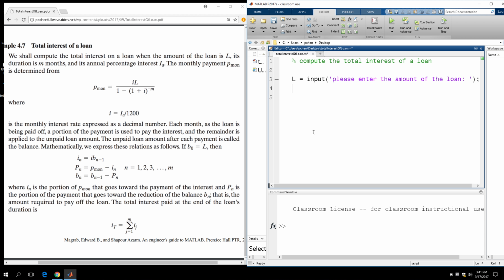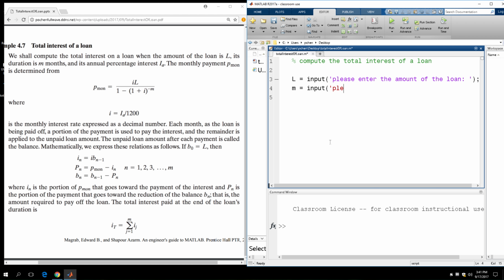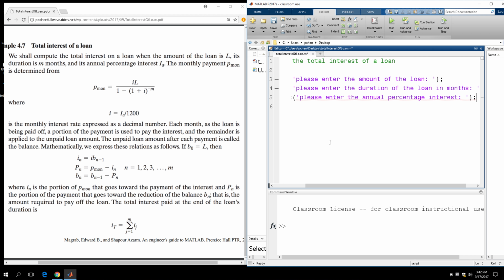And we're going to need a variable to store the number of months for the duration of the loan. M is going to equal input. Please enter the duration of the loan in months. How many months, basically. And then the annual percentage interest, IA. IA is going to equal input. Please enter the annual percentage interest. That's 3 inputs that we can gather from the user.